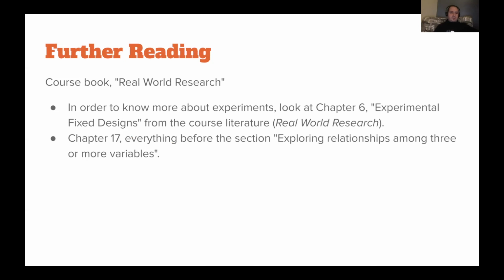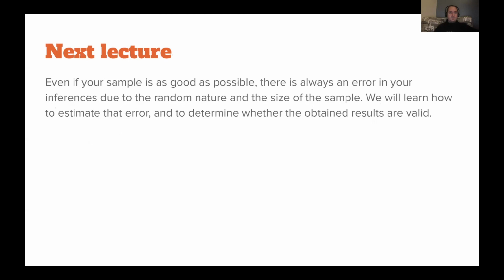There are some slides here with some further reading. Chapter 6 and chapter 17 from the Real World Research book, where all of these things are discussed in more detail. And in the next lecture, we're going to talk about error. So even if your sample is as good as possible, there's always an error, and you must know how to measure that in the correct way so that you can report on the errors, right? And we will learn how to estimate that error and to determine whether the obtained results are valid. So see you next week.